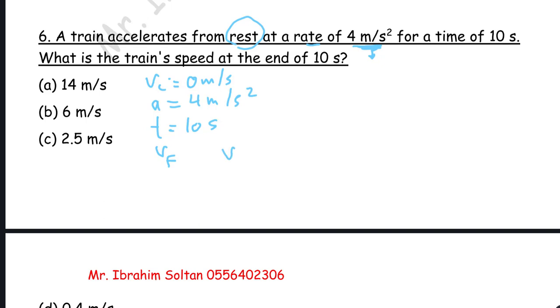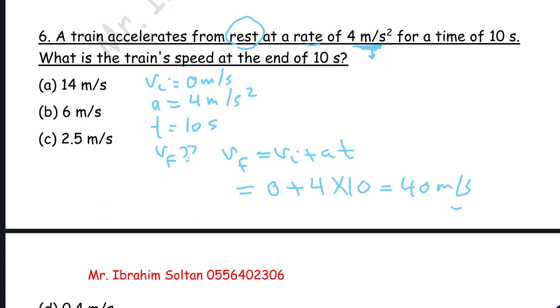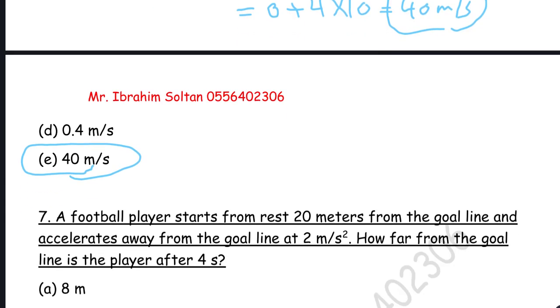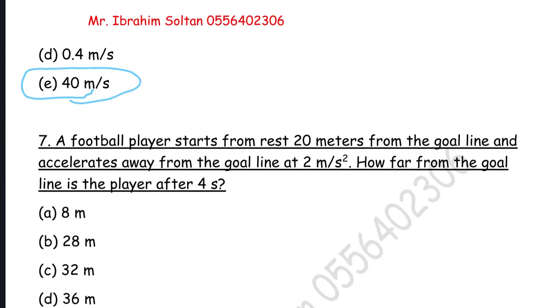So easy, guys. V final equals V initial plus AT. V final equals 0 plus the acceleration, 4, times the time, 10. So 40 meters per second. Do we have the answer? Yes, here, letter E. Let's move to the next, number 7.